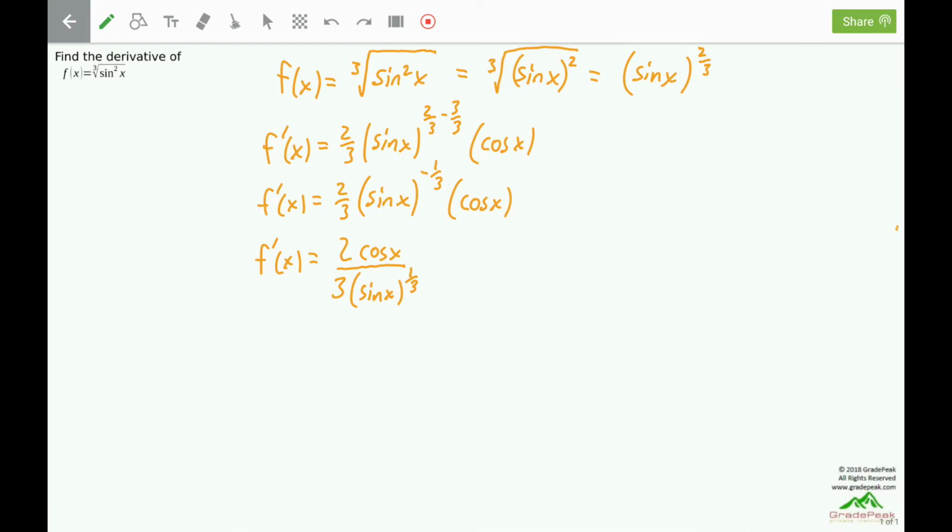One more step we can write here, since 1/3 power means raised to the first power and then cubed root. That is the cubed root in the denominator. So let's rewrite this as 2 cosine of x, we'll keep the numerator the same, over 3 times the cubed root of sine of x. There's our derivative, f prime of x.